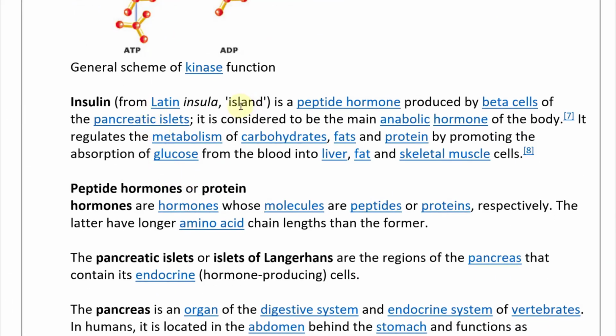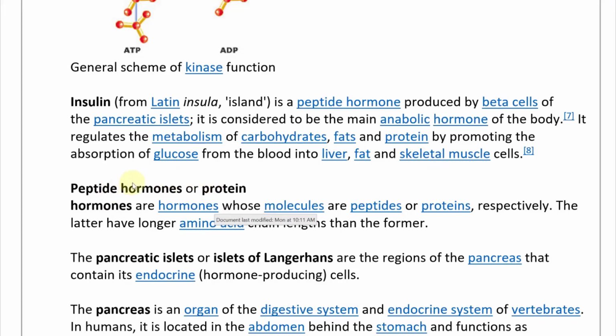So insulin, from Latin insula or island, is a peptide hormone produced by beta cells of the pancreatic islets. It is considered to be the main anabolic hormone of the body. It regulates the metabolism of carbohydrates, fats, and protein. It does this by promoting the absorption of glucose from the blood in liver, fat, and skeletal muscles.